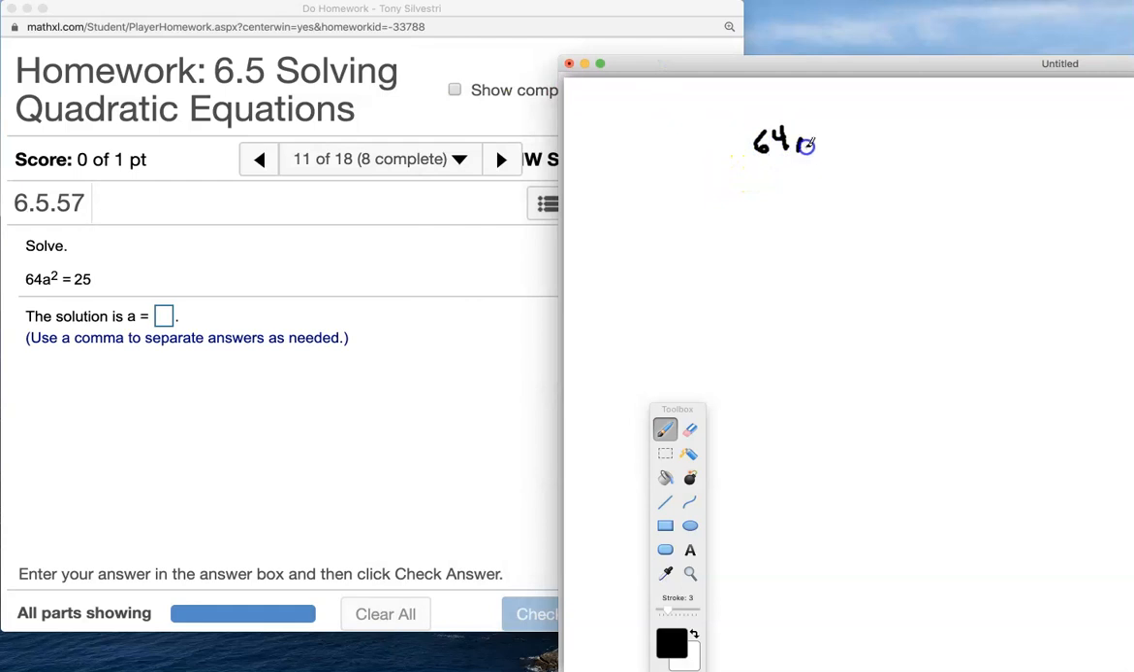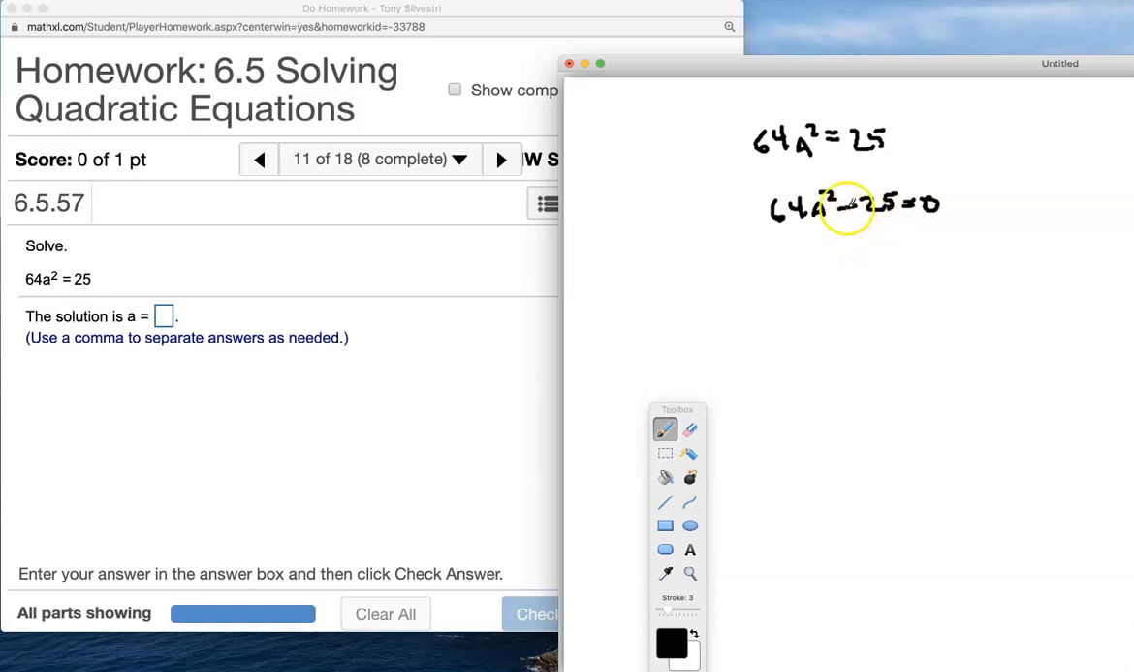64a squared equals 25. Well, if there's any chance of solving this, I see a problem with a square. You need to have an equal 0. Not a problem. Subtract 25. Now, they're going to give you problems that you could solve, so there's got to be a way to solve this.